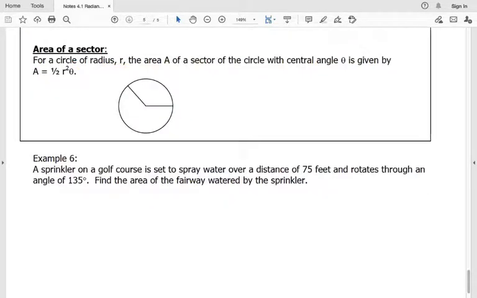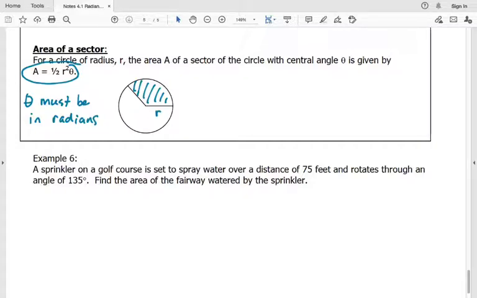Okay, now we're going to talk about area of a sector, which is represented right here in this circle, where you have a circle with this radius right here. And the formula that we use for that is area equals 1/2 radius squared times theta. Theta must be in radians again to use this formula. We did this in geometry as well. Okay, so let's look at an example right here.